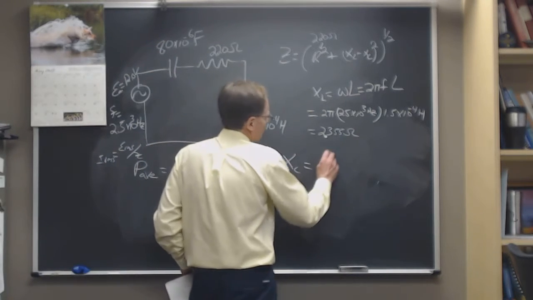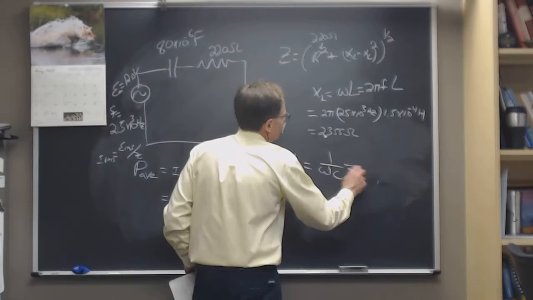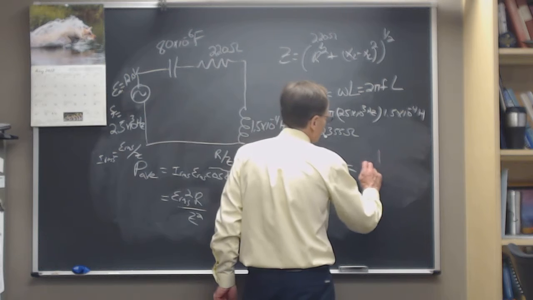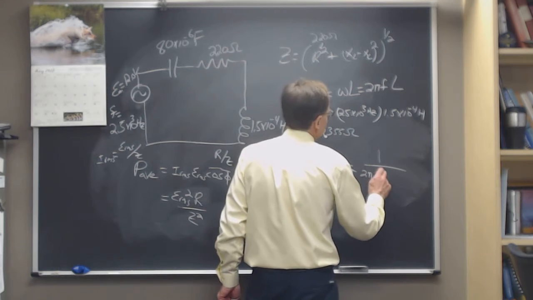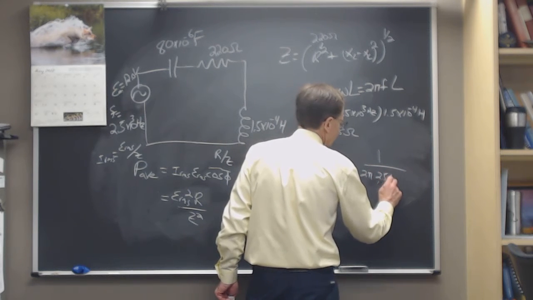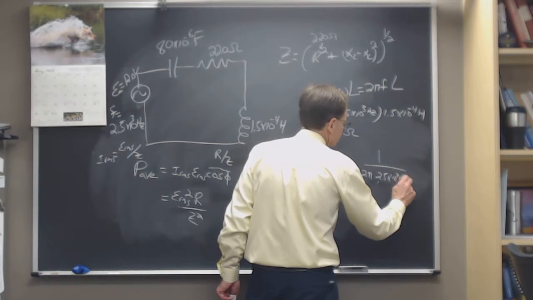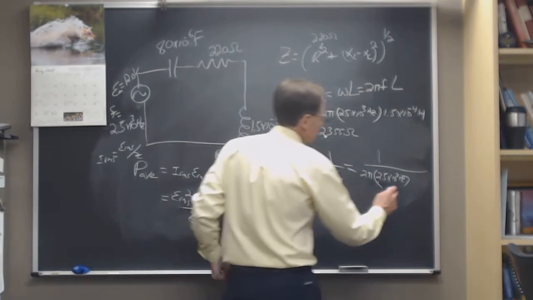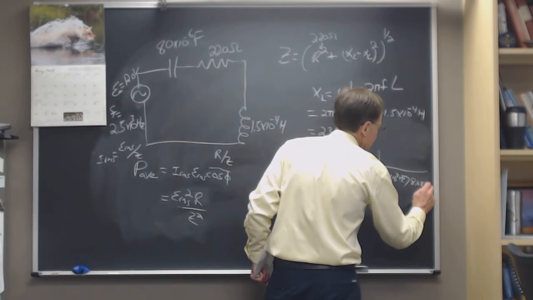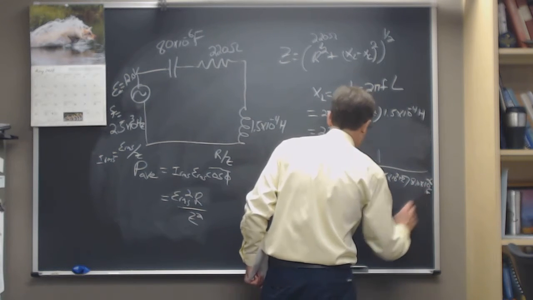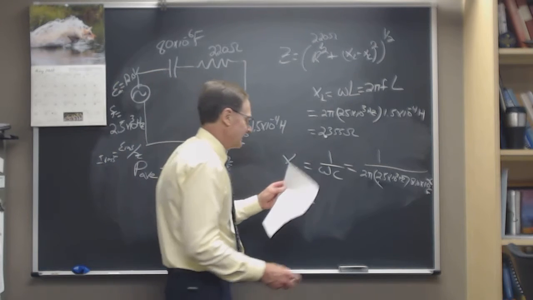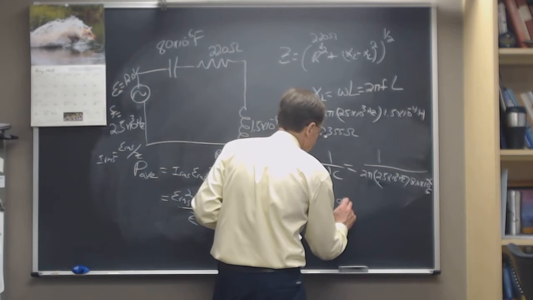X_C, we know, is 1 over omega C, so we just have to stick those values in like we did here, which is 1 over 2 pi times 2.5 times 10 to the 3 hertz times the capacitance, which is 8 times 10 to the minus 6 farads. When I stuck those numbers in, what did I get? I got 7.962 ohms.